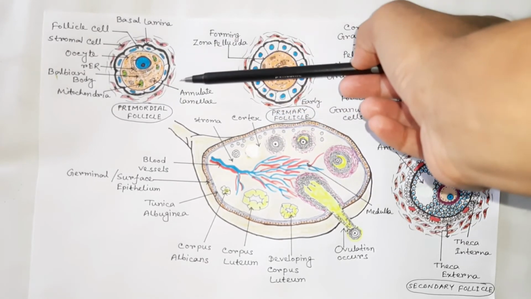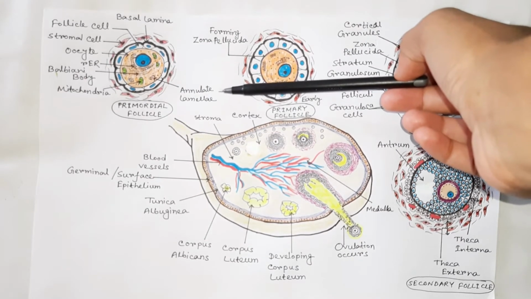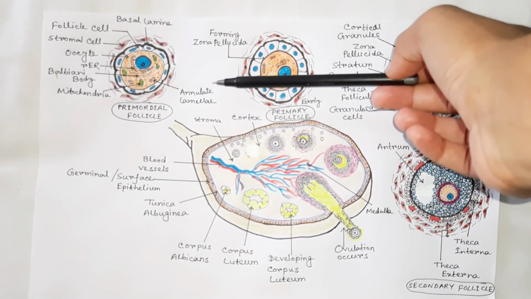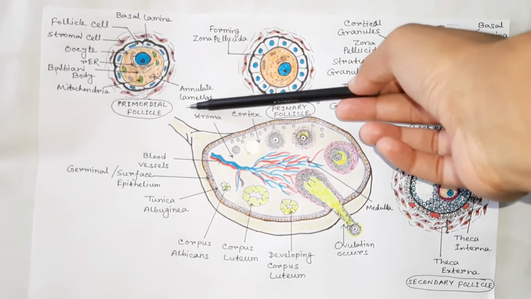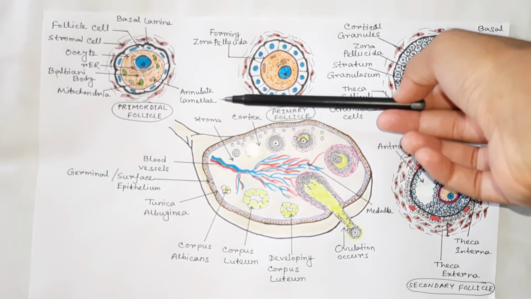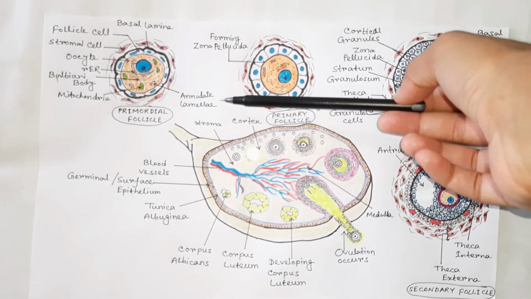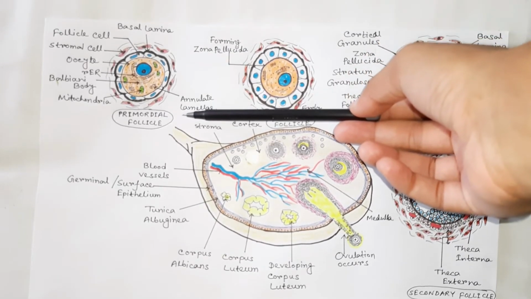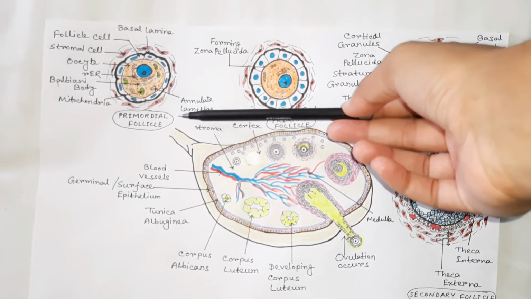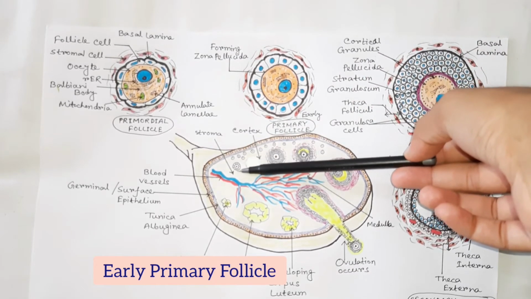Now, during puberty, with the release of follicle stimulating hormone from the pituitary, a small group of primordial follicles undergo cyclic growth and maturation every month. But only one dominant follicle ovulates each month. A primordial follicle develops into an early primary follicle.